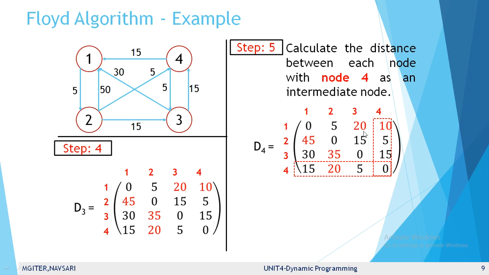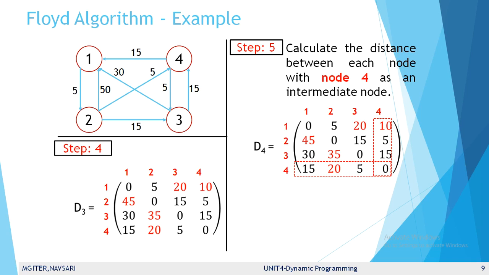Similarly 1 to 3. 1 to 3 is 20. But via intermediate vertex 4 there is a chance to get the shortest distance. To check it, 1 to 4 is 10 plus 4 to 3. 4 to 3 is 5. 10 plus 5 is 15. So 15 is less than 20. So here we get the shorter distance by intermediate vertex 4. So we update it to 15.